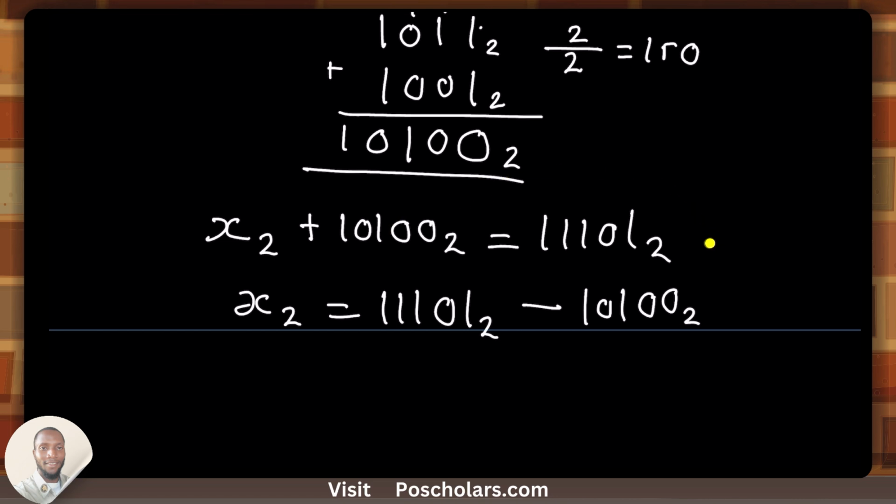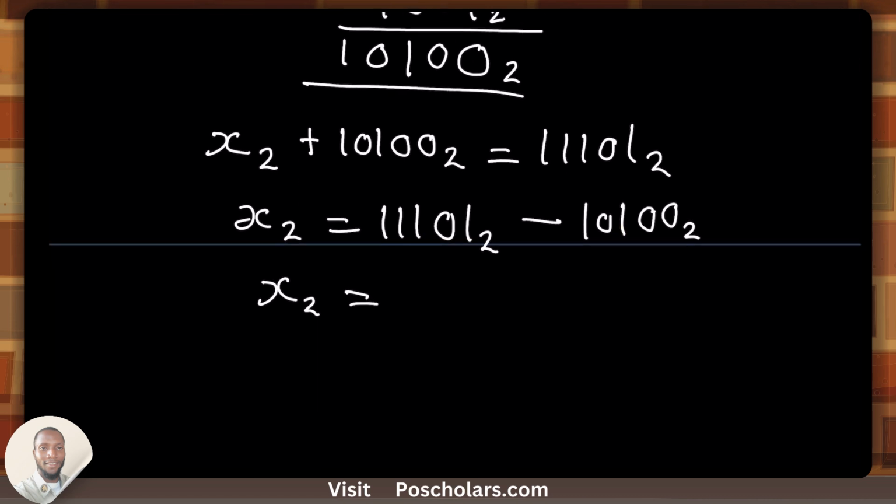Now this particular term has left the left hand side. It has now been transferred to the right hand side. We achieve that by subtracting it from both the left hand side and the right hand side. Now we have x base 2 is equal to, what do we do next? We subtract these two terms. And when we subtract these two terms, we do that by saying 11101 base 2 minus 10100 base 2.